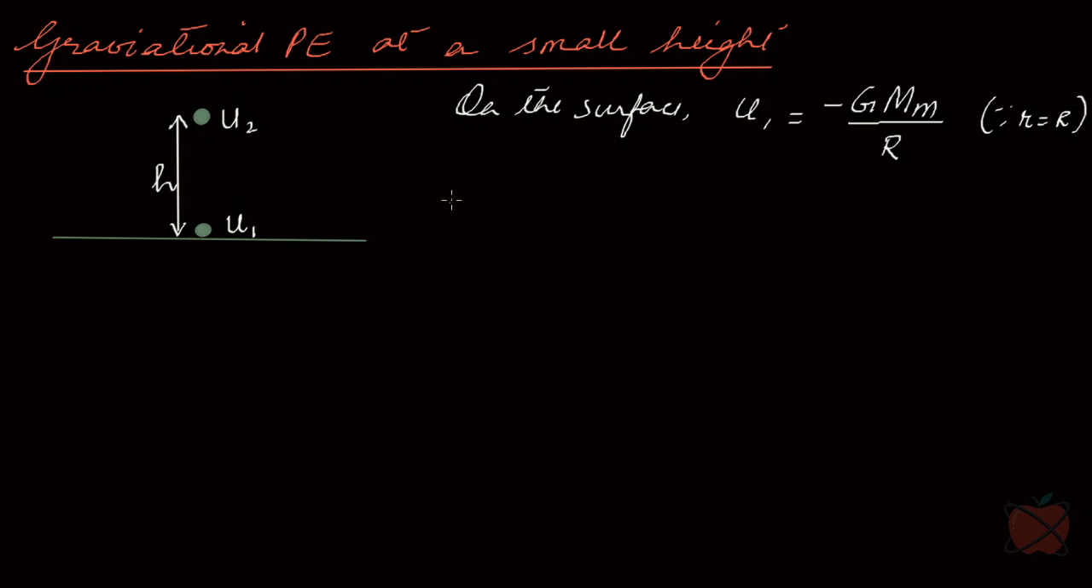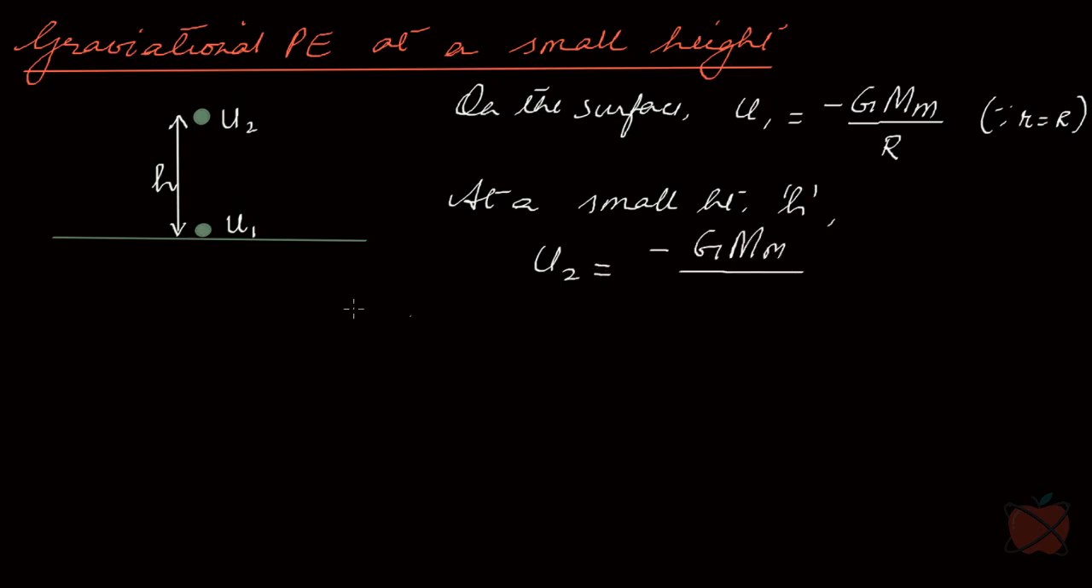Now at a small height h, U2 will be minus GMm. What is the distance of the body now? It will be R plus h. Let's call this equation 2, and this is equation 1.